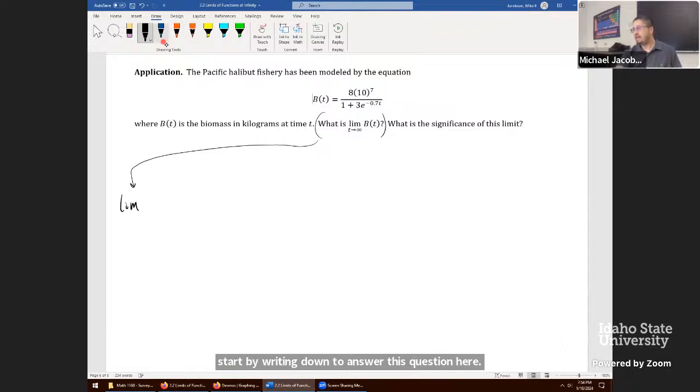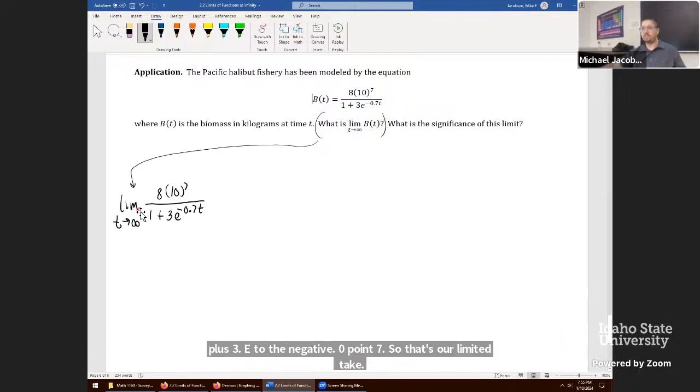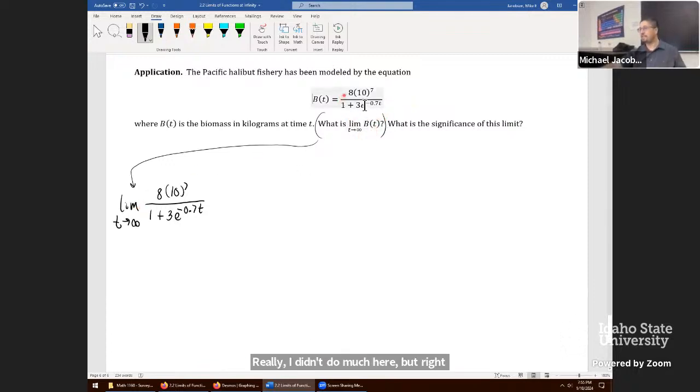We need the limit as time, this time goes to infinity, of 8 times 10 to the power 7 over 1 plus 3 e to the negative 0.7 t. We're dealing with biomass, so scientific notation probably shouldn't be too unusual. So that's our limit to take. Really, I didn't do much here, but write in the problem and put in, instead of B of t, the actual function right here. Now, we have an exponential function, so we can't divide by anything to resolve it.